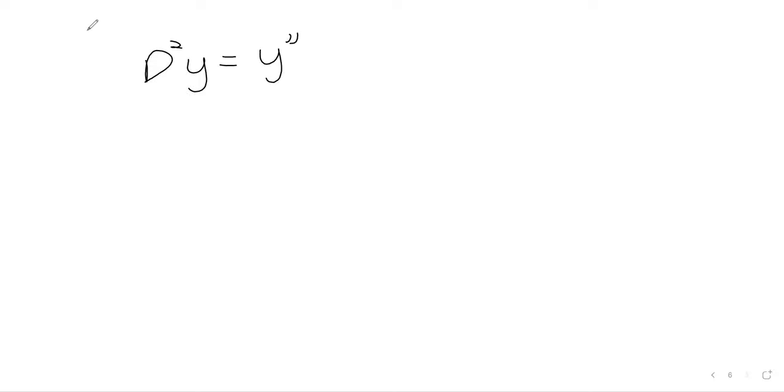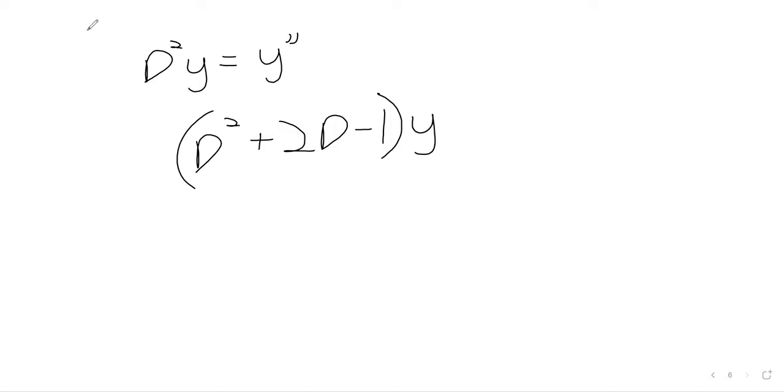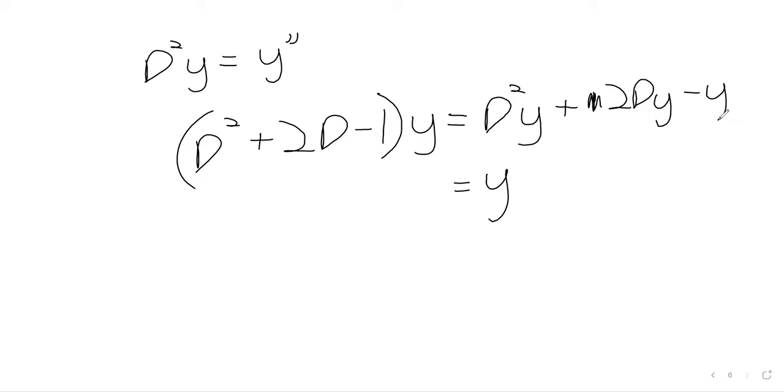And we can define what we call polynomial operators, things like D squared plus 2D minus 1. This is an operator. You can take it and apply it to a function y, and it works very much like multiplication. It's D squared y plus 2Dy minus y. So the second derivative of y plus twice the first derivative of y minus y.